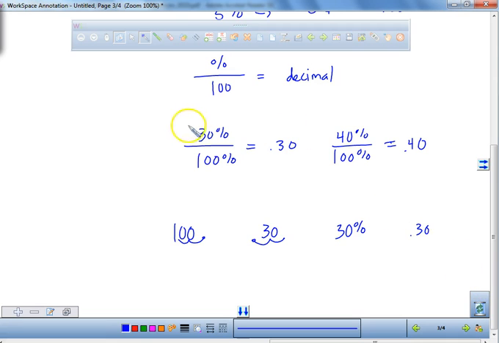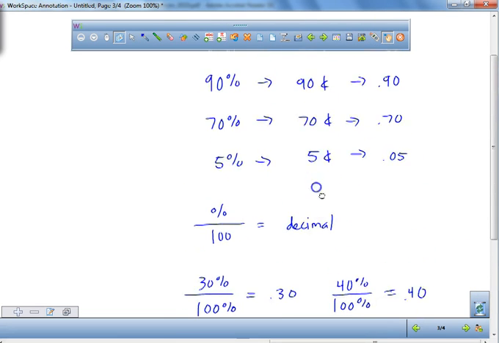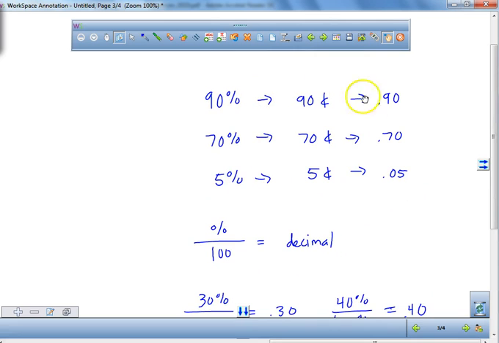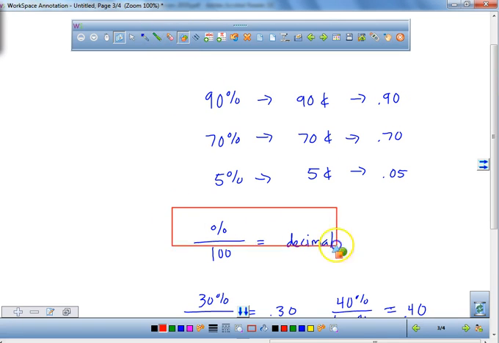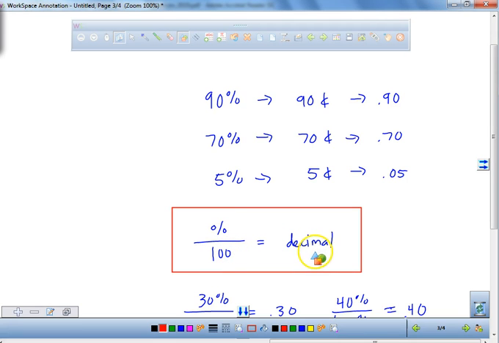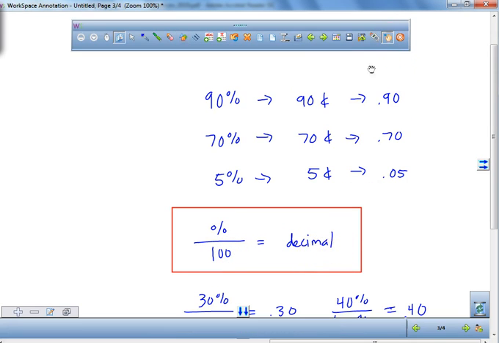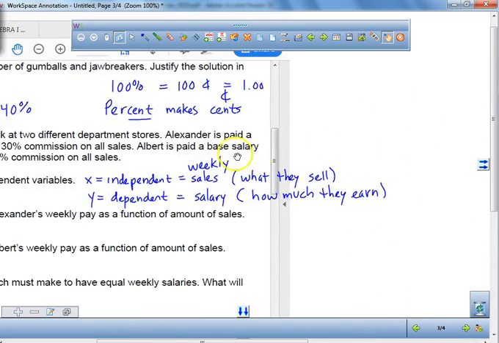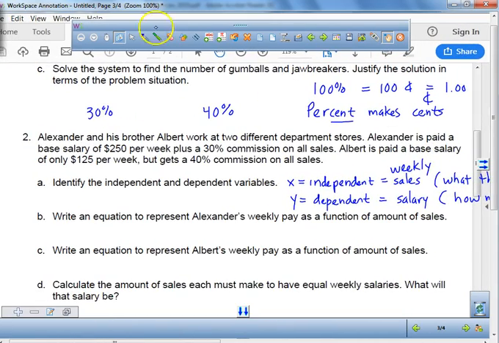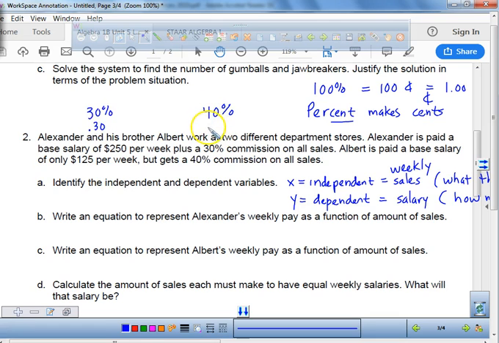Okay? So right now, make sure you know how to change percentage to decimals. What's the formula that you could use? Take whatever percent is and divide it by 100, and that will give you your decimal, no matter what. Okay. Moving on over here. So what decimal is 30%? That's right. 0.30. 40% is 0.40.